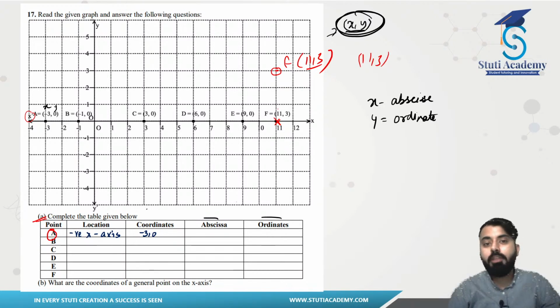So just remember this. Your first one is x and second one is your y, if you are dealing with graphs. Now guys, see, my abscissa here will be negative 3, and my ordinate will be 0.